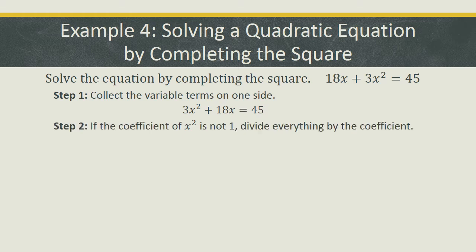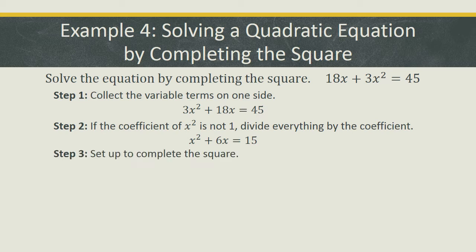If the coefficient out front of x squared is not 1, divide everything by the value out front. So in this instance, it's a 3. The a term out here in front of the x squared is a 3. Divide everything by 3. So you're going to divide the 3x squared by 3, the 18x by 3, and the 45 by 3. When we do that, the result is x squared plus 6x equals 15.